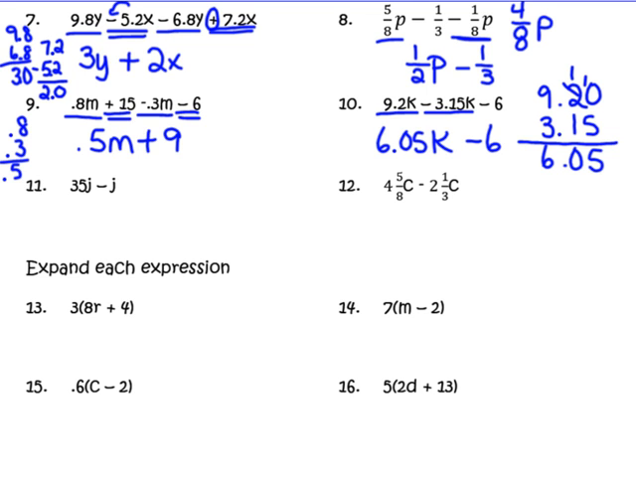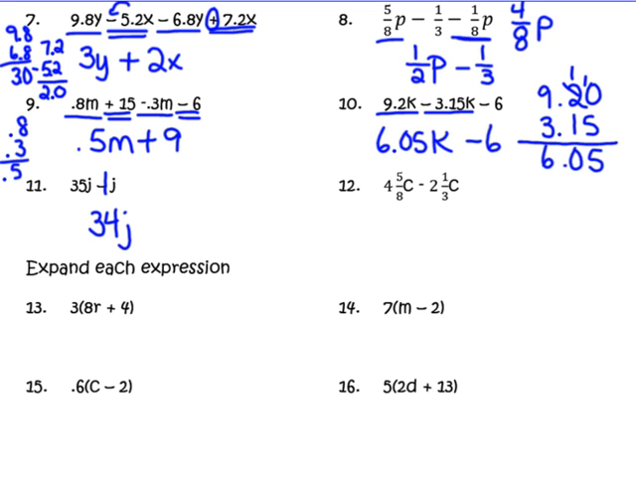35 J's, take away a J. 35 jelly beans, take away a jelly bean, you get 34 jelly beans. Remember, this has a 1 in front of it. We don't always write it, and you don't see it there. 35 J's minus 1 J gives me 34 J's.